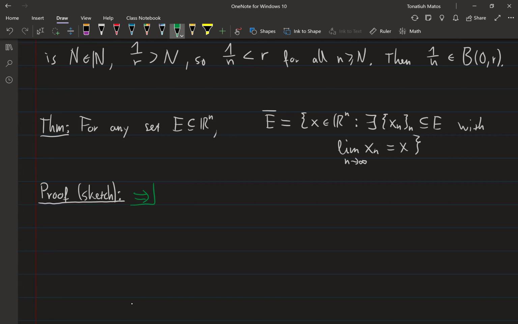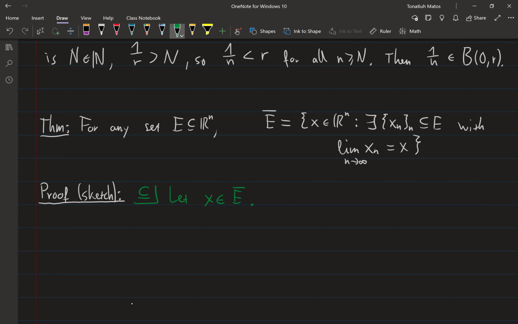So let's do the forward implication. Actually, this isn't really an implication, this is an inclusion, right? So how do we prove that E bar is indeed equal to this other set? Which makes perfect sense, by the way. Okay, so let's do this. I will write this in green because it's like a comment, right? Like a sketch. So let x be some element in E closure, and we want to show that x is the limit of some sequence.